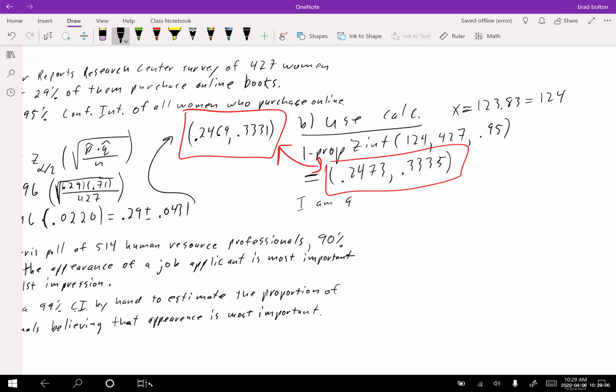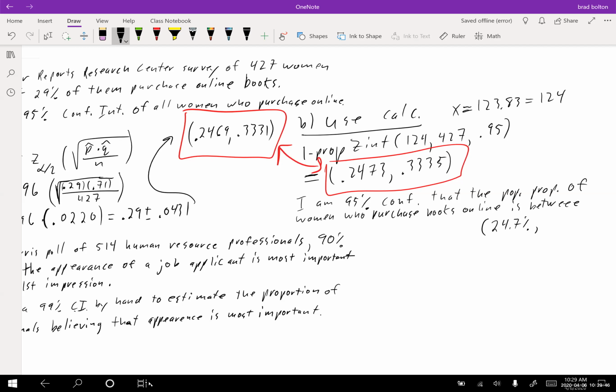So we would say, we are 95% confident that the population proportion of women who purchase books online is between, and you could even round it, 24.7% and 33.4% if you wanted to round off.